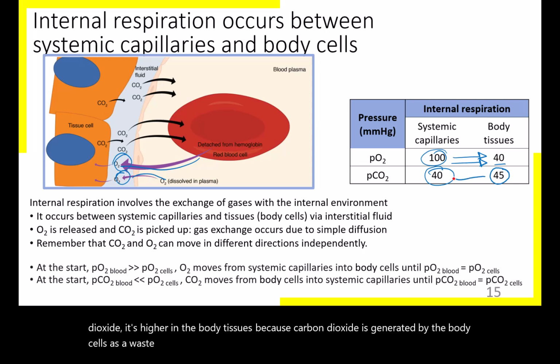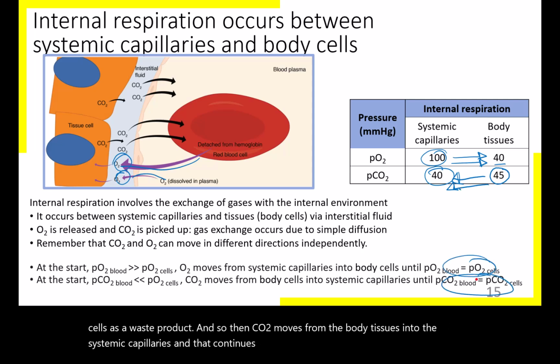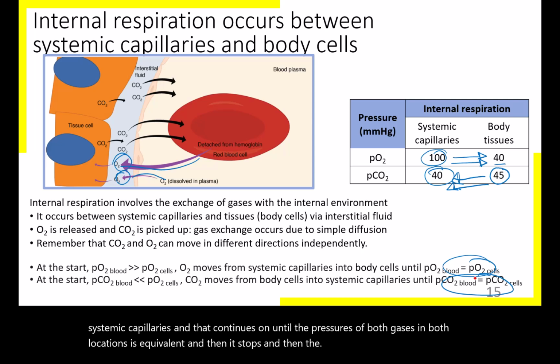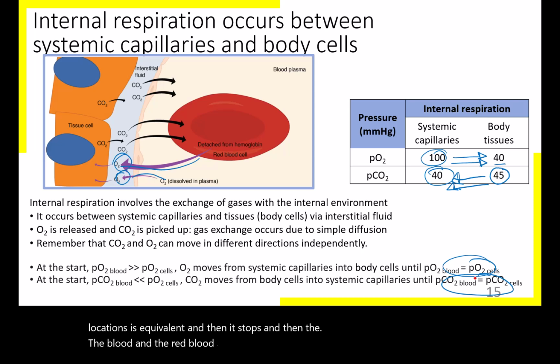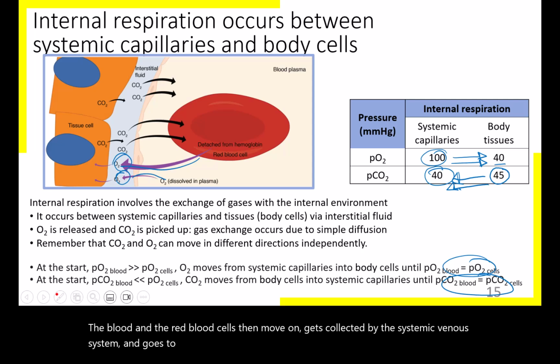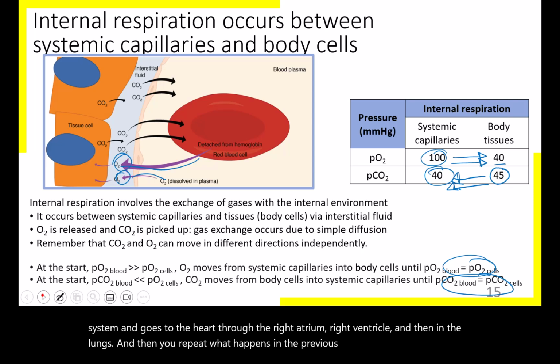And so then CO2 moves from the body tissues into the systemic capillaries. And that continues on until the pressures of both gases in both locations are equivalent. And then it stops, and then the blood and the red blood cells move on, get collected by the systemic venous system, and go to the heart through the right atrium, right ventricle, and then to the lungs. And then you repeat what happens in the previous slide with external respiration. So it's a cycle here.